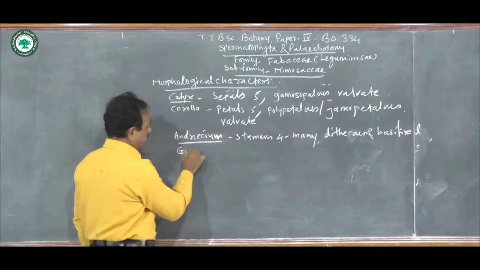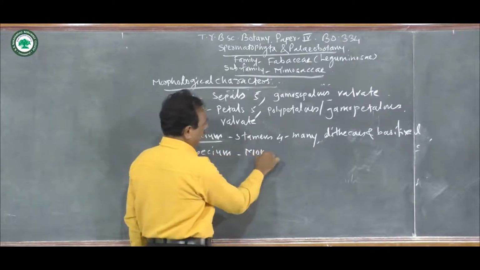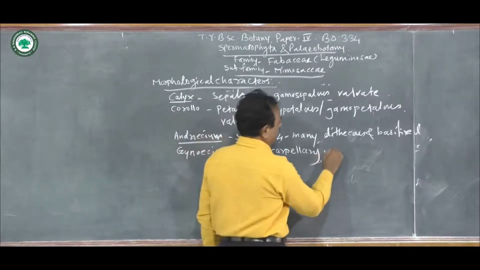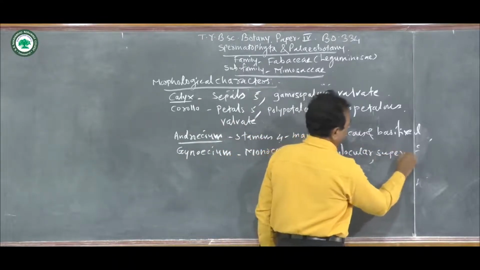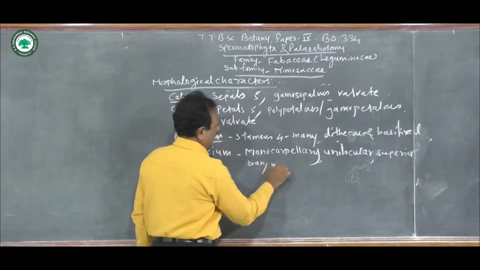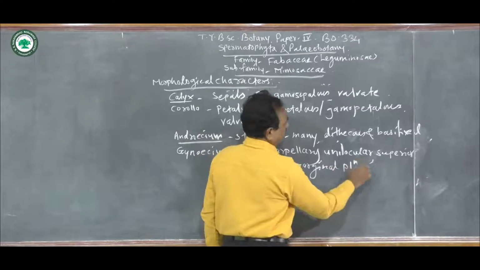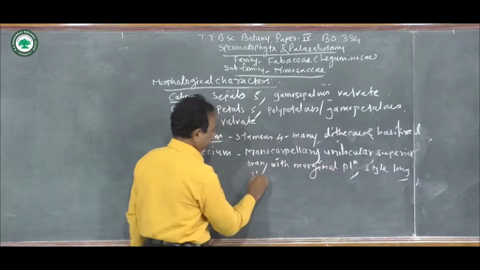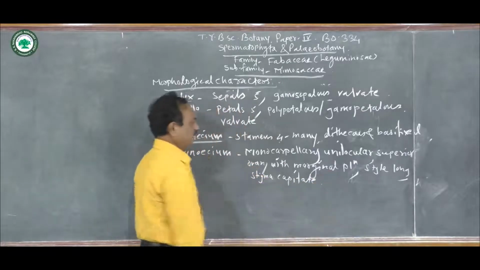If we see the gynoecium, it has a single carpel, that is monocarpellary, unilocular, with a superior ovary and marginal placentation. The style may be long, and the stigma is capitate.